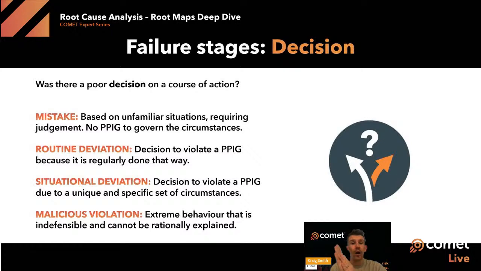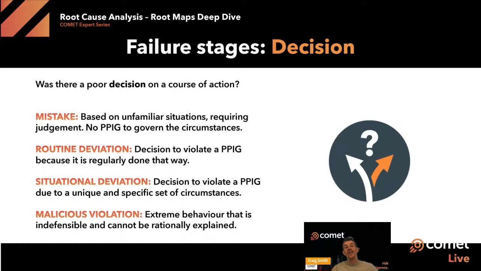And the final one in decision is the one where we've got to be very, very careful. We've got to be very, very absolute in terms of when we determine this is a malicious violation. Extreme behavior, indefensible, that cannot be rationally explained, i.e. there was really nothing that the organization could have done to foresee or prevent that. That's really the point at which internal performance management would probably kick in. But it may well still be a cause around that human error. So again, we've got to consider the decision-making process.